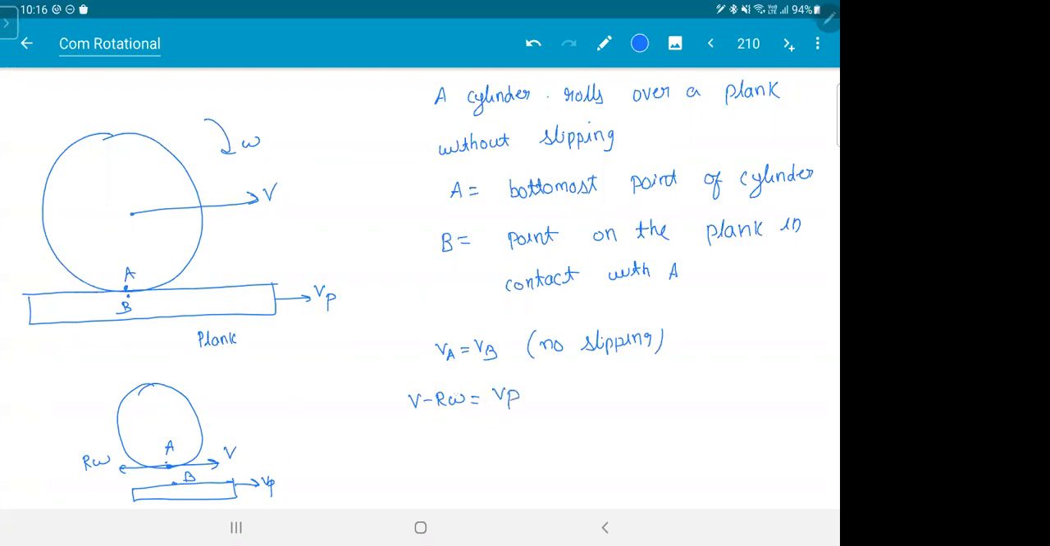What is plank Vp? This is the no slipping condition. Now the bottommost point is going with V minus r omega. The plank is going with Vp. So this is the no slipping condition. Remember that if someone asks you what the no slipping condition is, don't tell them the formulas. Tell them the points in contact have zero relative velocity. That is the no slipping condition. So this is the third part in rotation. First is torque, second is moment of inertia, third is the no slipping condition. I'll show you one more on this thing.